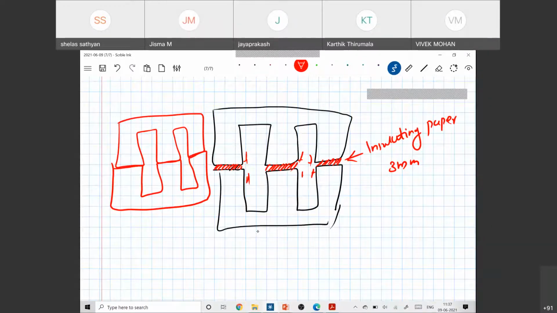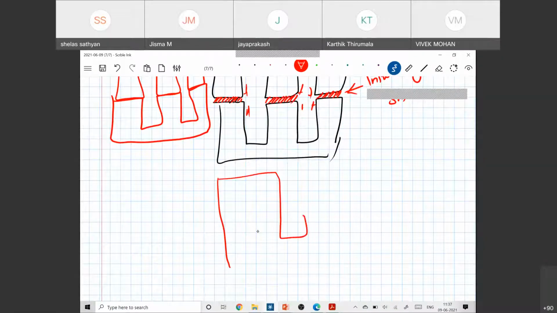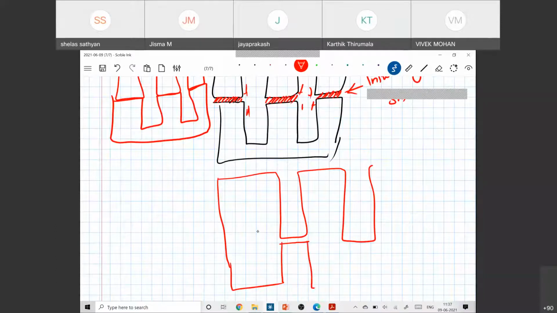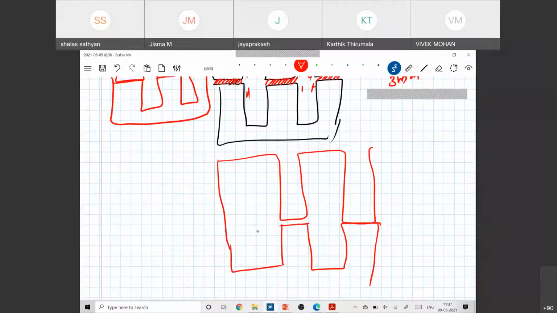So if you are purchasing an ungapped core, you have to provide an air gap by providing an insulating paper. But some manufacturers are selling the gapped core. So the data sheet itself is giving what is the gap provided. In practice, if you see a gapped core, maybe only the middle limb will have a gap. The other two limbs are completely closed. If you put a two-stack core, only the middle limb has a gap.